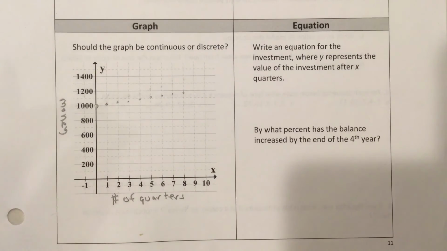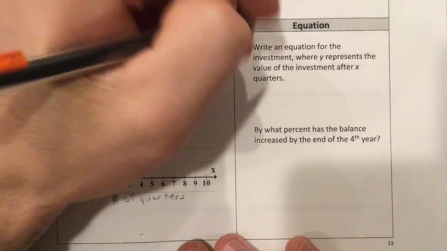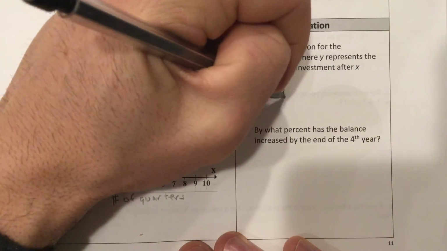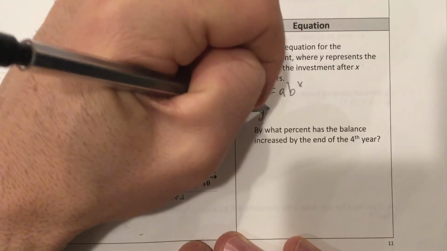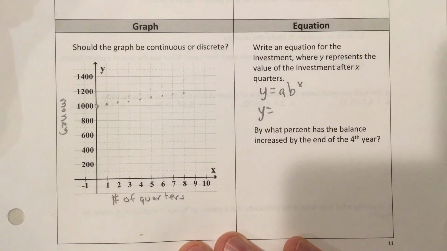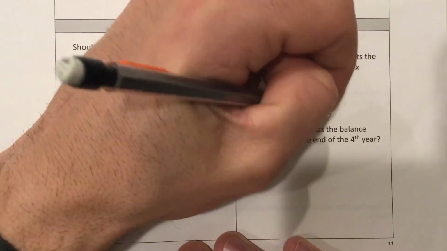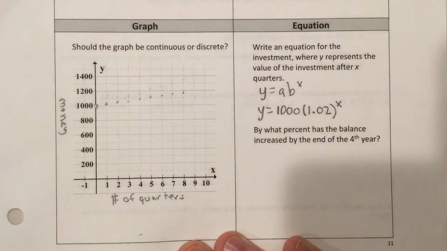All right, so then it says write an equation for the investment where y represents the value of the investment after x quarters. So again, compounds are still exponentials, so it's still going to be y equals a b to the x. So we have y equals our initial value is 1,000, and remember we're multiplying by 1.02, and now x is in the exponent.